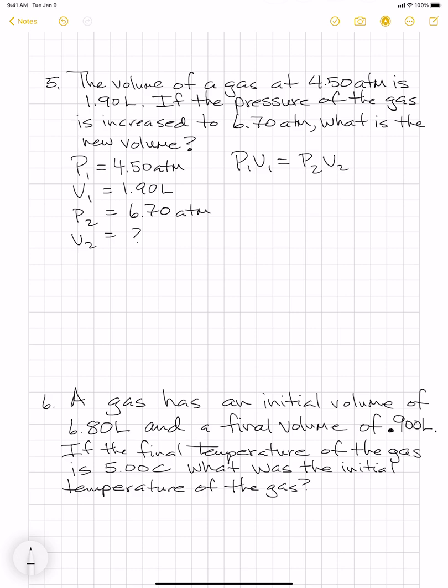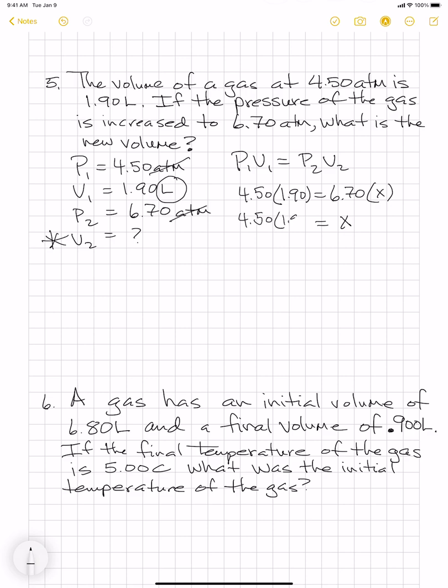And so first of all, we know that atmospheres is going to cancel with atmospheres, leaving us with liters, which is good because that's what volume is measured in for number 5. So let's just put in the numbers, keep it nice and clean. 4.50 times 1.90 is equal to 6.70 times x. There we go. So once again, it's going to end up looking like this.